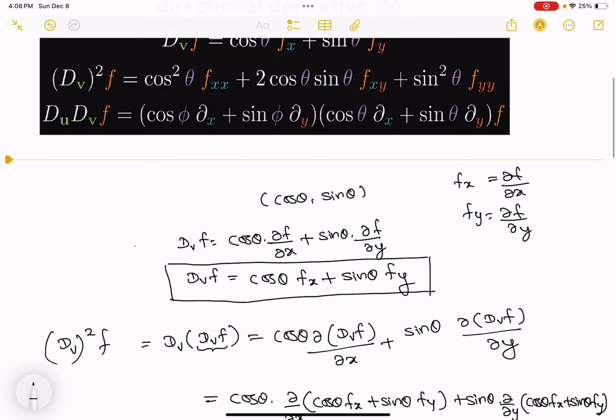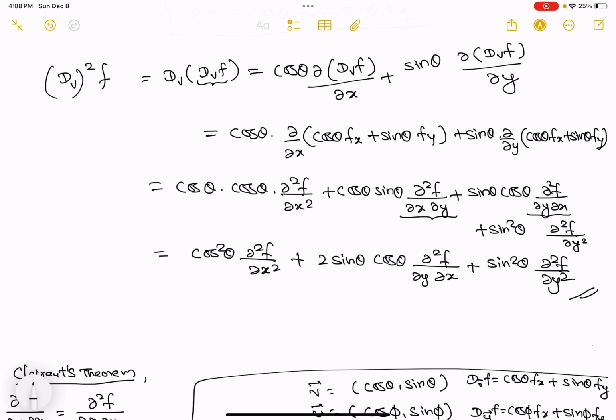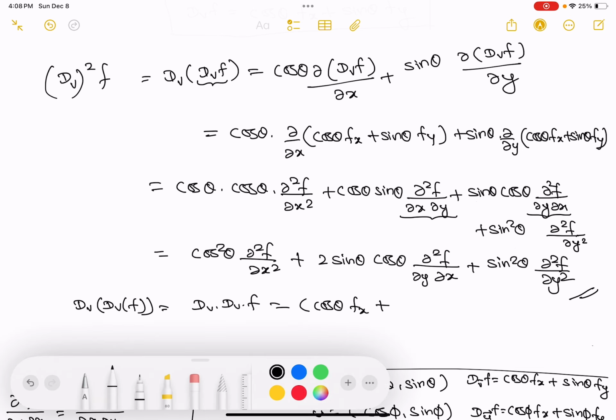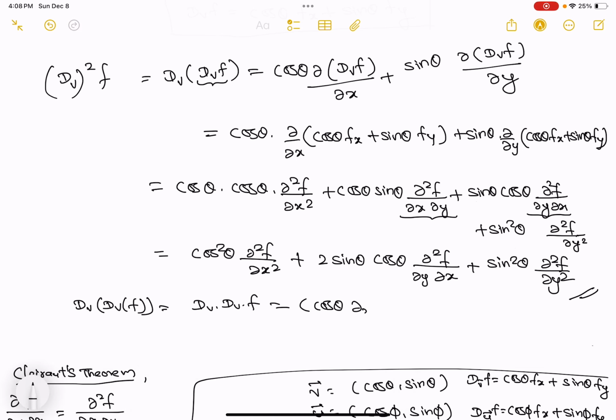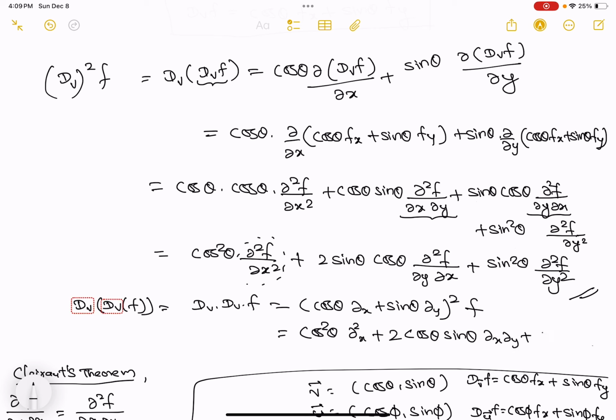Also, this formula should make sense now, because this is just partial b f, and we know that I can write it as a product. So this will be cos theta partial sub x plus sine theta partial sub y, again multiplied by the same thing. So that's the same as the square times f. This is just partial square sub x, and if I multiply this with f, this will be the result. And this is 2 cos theta sine theta partial sub x partial sub y, plus sine square theta partial sub y square with f.